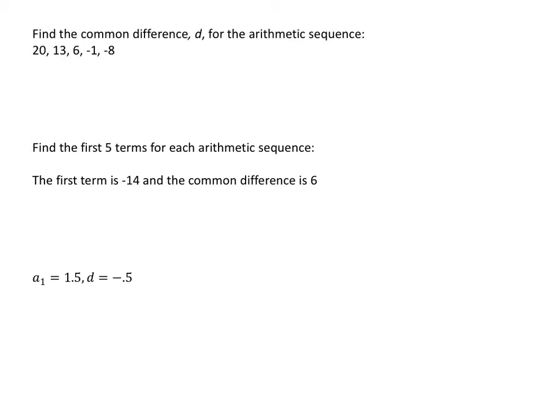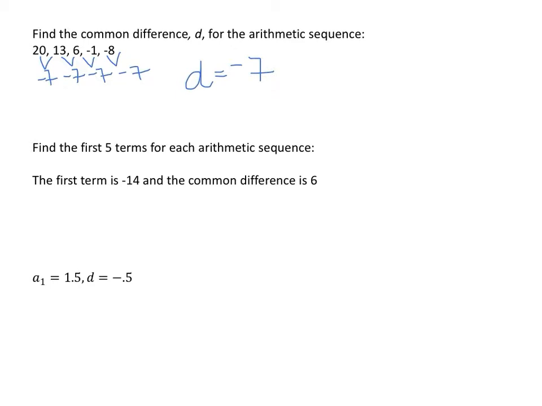So for this next example, we're going to just find the common difference for the sequence. To get from 20 to 13, we have to subtract 7. From 13 to 6, we subtract 7. From 6 to -1, we subtract 7. From -1 to -8, we subtract 7. So d for this sequence is -7.